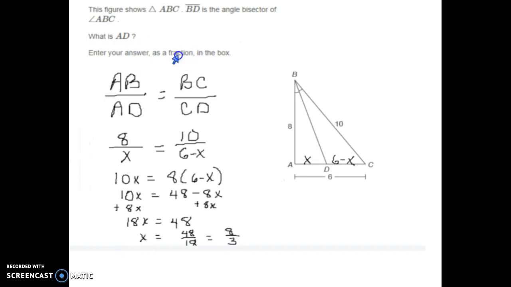They told you to enter it as a fraction, so you just leave this as a fraction.